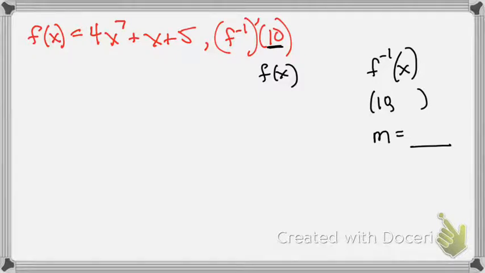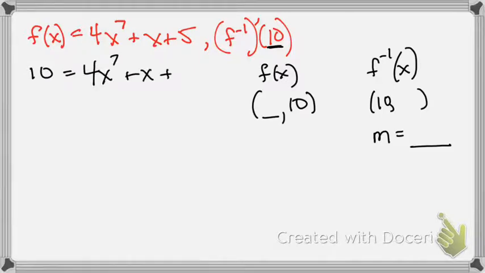Well, if the x-coordinate is 10, then the y on my original is 10, and I need to find the x that goes with it. So let y equal 10, and solve for x. Well, I see the problem. Okay, let's see. What do I do with that?